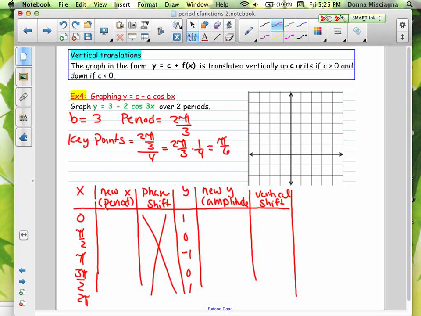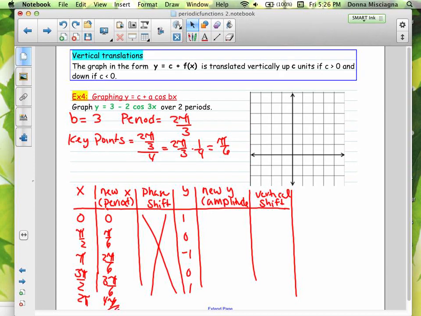We've had this as a period change before. All right, so I'm just going to count by pi 6. So start at 0, and then pi 6, and then 2 pi 6, and 3 pi 6, and 4 pi 6.